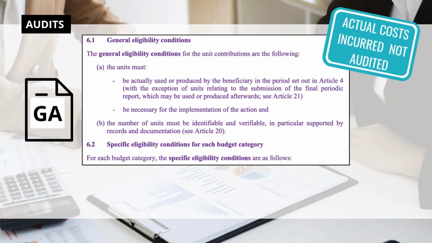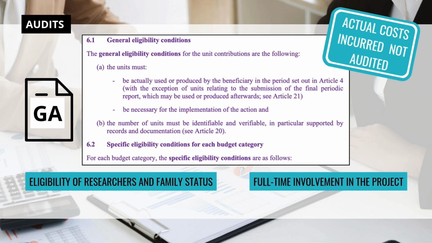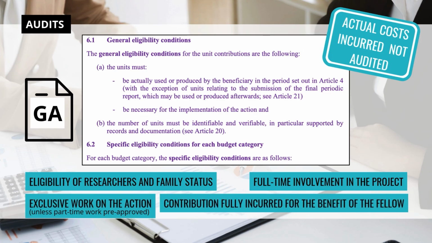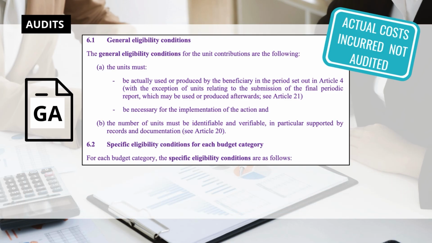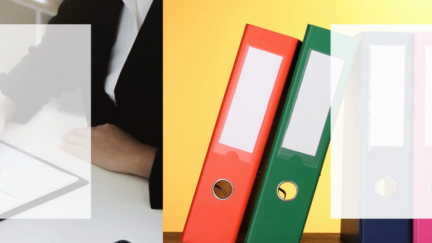Auditors may verify, for example, the eligibility of the researchers and their family status, their full-time involvement in the project, their exclusive work on the action, or whether contributions have been fully incurred for the benefit of the fellow. Due to their specific nature, unit grants are exempt from the obligation to submit a certificate on the financial statements.